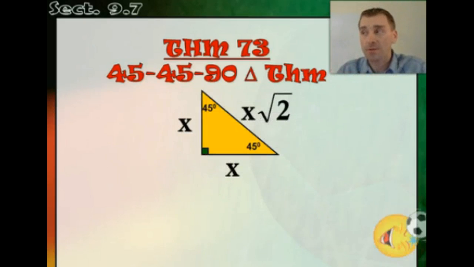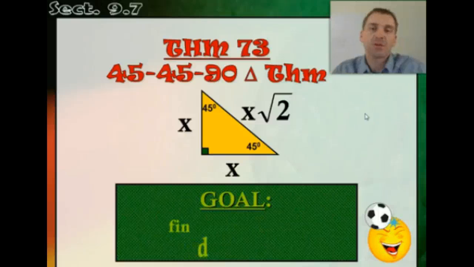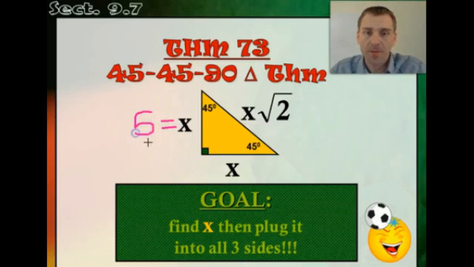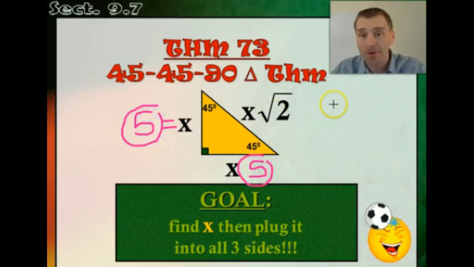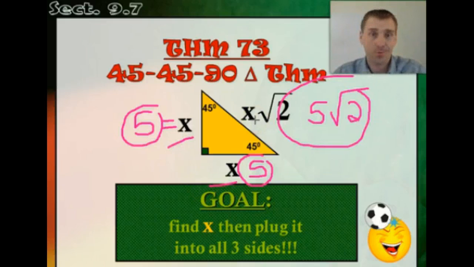So how does this work? Well, the goal, as the little smiley face dude down here, who looks like he's in pain because he just headed the soccer ball, is telling you, is the same exact thing as it was for 30, 60, 90. Find x. And as soon as you find x, bingo, you're done. So, for example, in this picture, if I found x to be 5, just make it up, that means this side here would be 5 immediately because it's equal to this side. And the hypotenuse would be 5 square root of 2. And you'd be done. It is that simple. Just find what x is and then plug it into the ratio, and you're done.